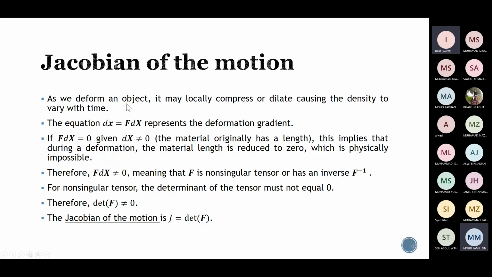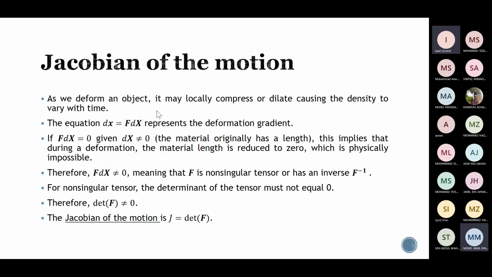So as we deform an object, it may locally compress or dilate, causing the density to vary with time. So let's say you have an object. Because we define the motion of an object using mathematics, sometimes when we calculate something, we might get values that are not physically relevant or physically logical.